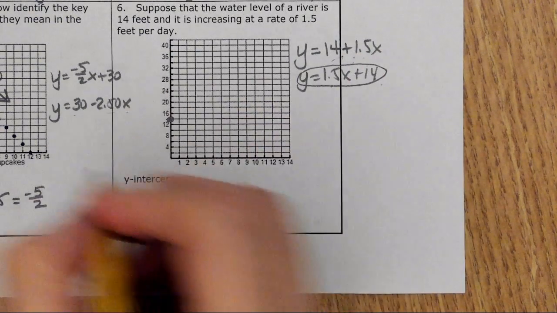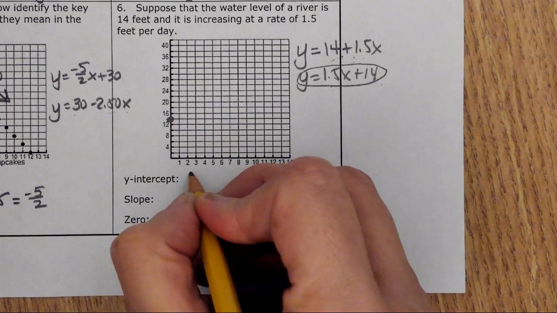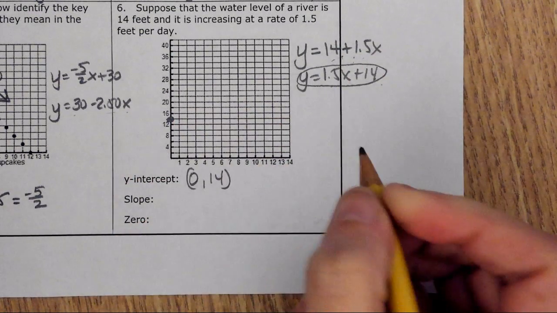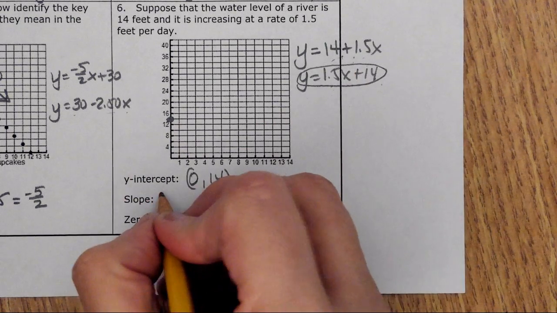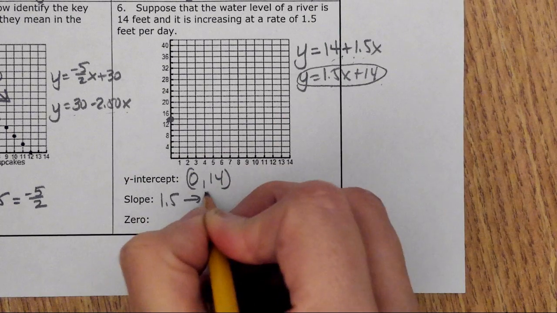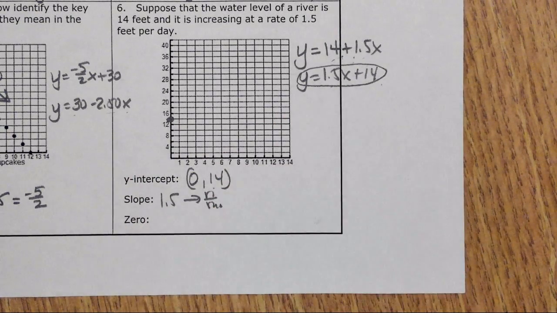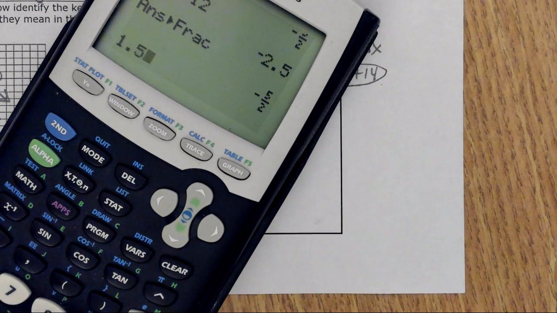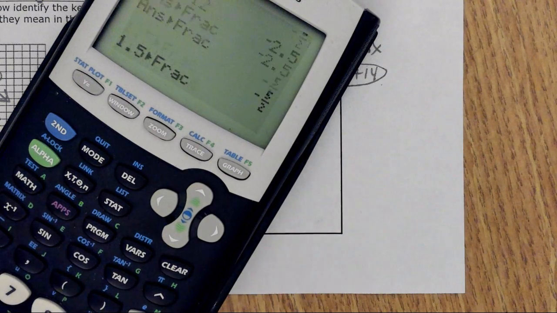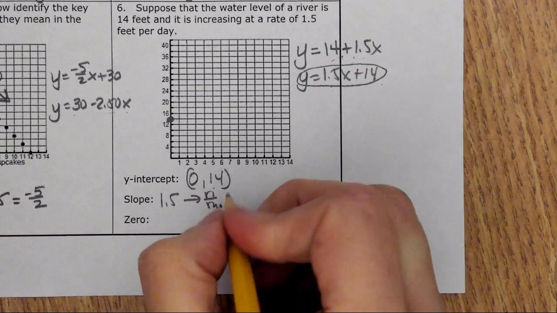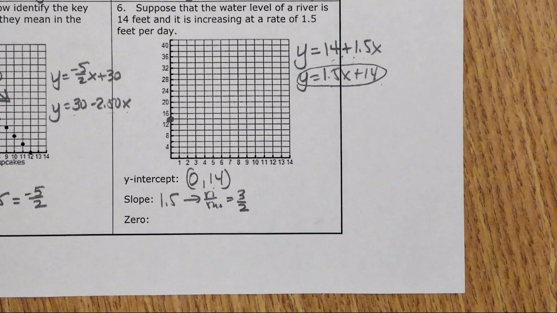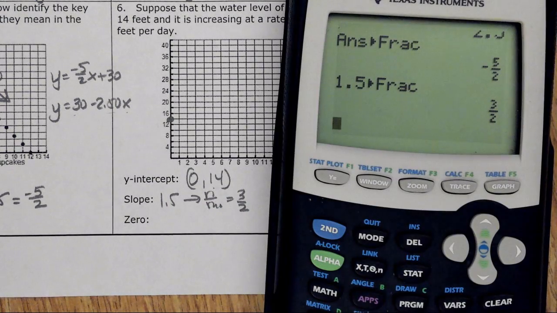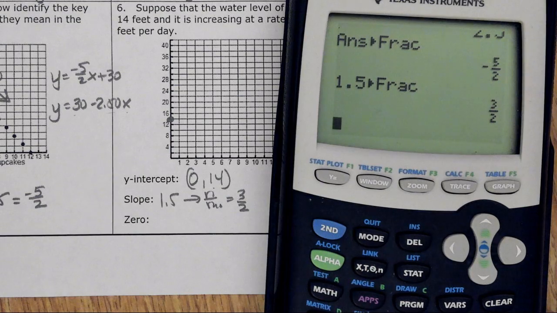So my y-intercept, where I start, is (0, 14). My slope is 1.5. Well, I want that in rise over run format, so I'm going to just put 1.5, math, enter, enter, and it turns it into 3 over 2. If you can figure out that 1.5 is 3 over 2 without using your calculator, I'm not saying you can't, but if you don't know how to do it by now, you need to use your calculator.